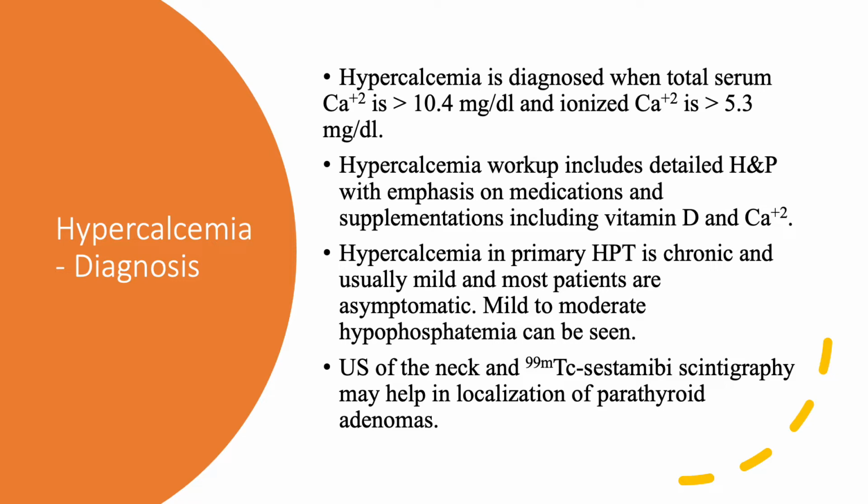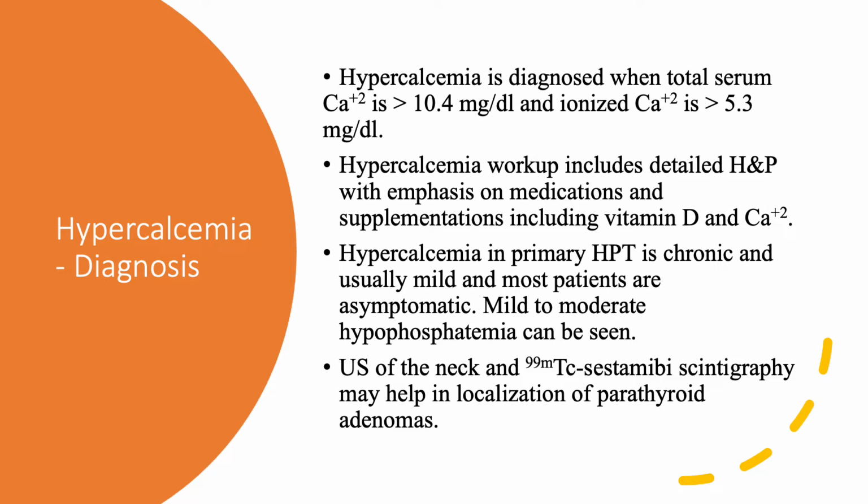Now, again, hypercalcemia of primary hyperparathyroidism, HPT, is chronic and mild. Most patients don't have symptoms. We can see mild to moderate hypophosphatemia because, again, PTH is phosphaturic. So when you have high PTH, you are going to lose more phosphorus in the urine and get a little bit of hypophosphatemia. Now, to make a diagnosis of primary hyperparathyroidism, we need the following.